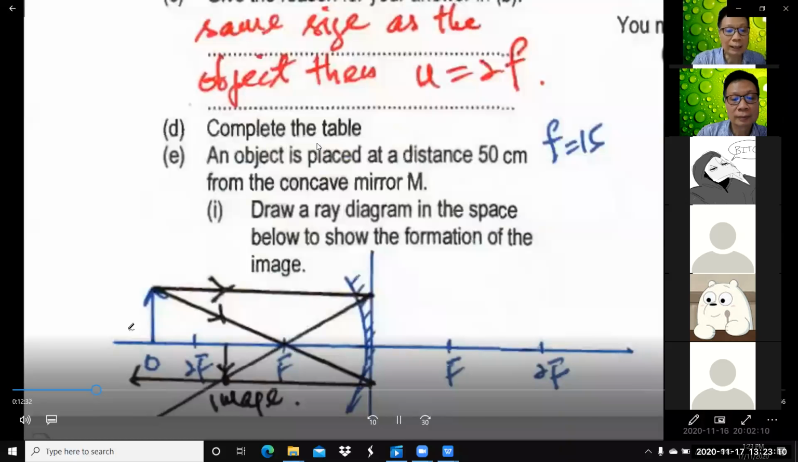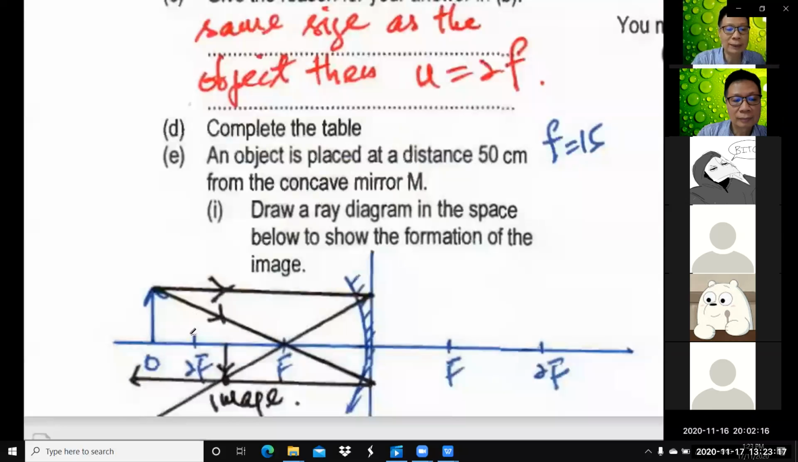So you see here, you draw a line. So this is 1F, 15. 2F is 30, right? And your 50 cm is here. The object is very far. Okay, your concave mirror is here. 1F is 15, 2F is 30. Now the object is 50 cm, so you put it outside here.